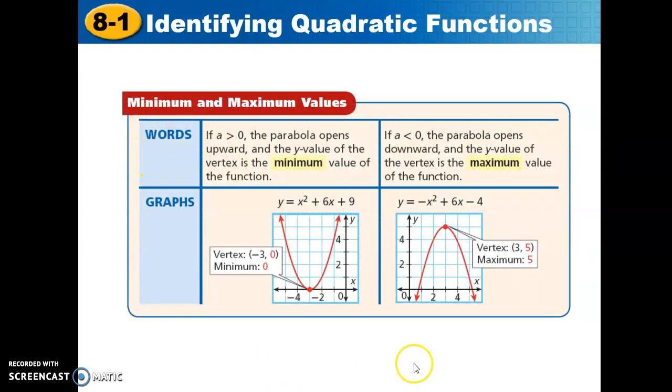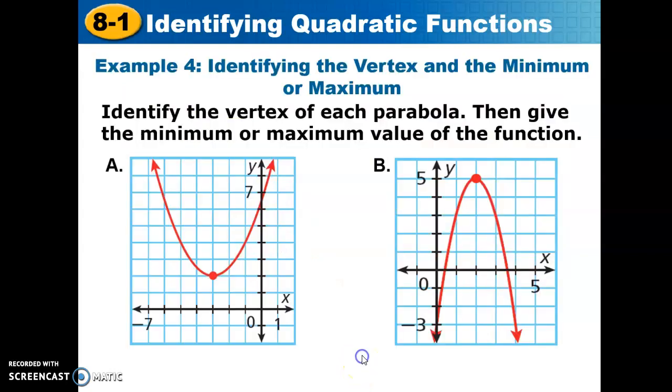Okay, this is in your book if you want to kind of look it over, but this just reiterates what I just said. You have a smiley face. This point is your lowest point. That's your vertex, and it's your minimum. Okay, so your vertex is -3, 0. But your minimum number is 0. You also have a frowny face here, which means you have a maximum point for your vertex, and your vertex is 3, 5 with a max of 5. Notice that your max or your min is going to be your y value.